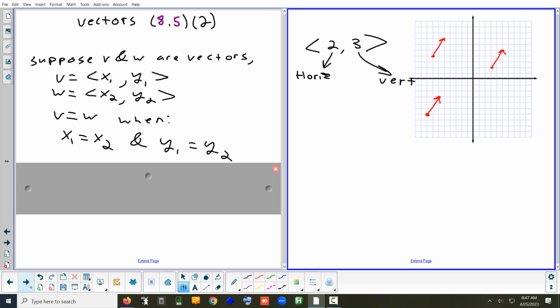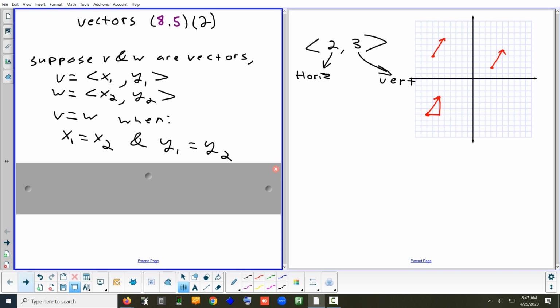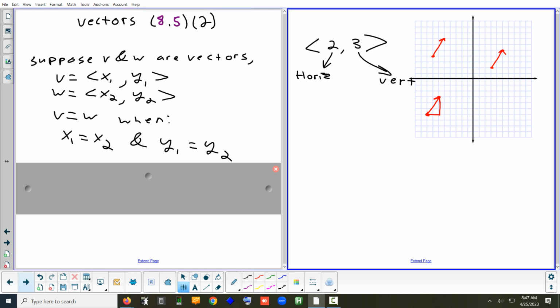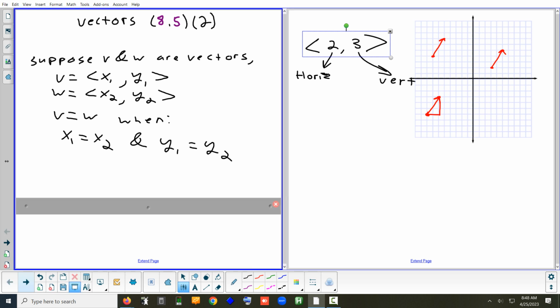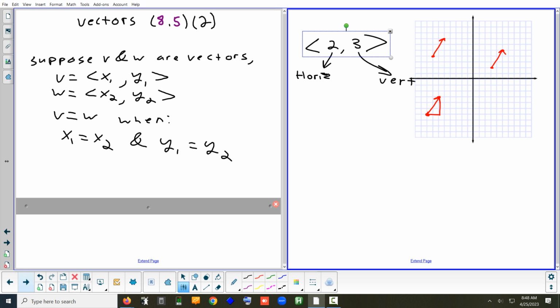So every one of these vectors goes 2 right and 3 up. They all have a horizontal component of 2 and a vertical component of 3. When those components match each other, they are the same vector. Okay, so I just want you to understand, placement doesn't matter. It's not where you put it. It's how many right and how many up. Or if these numbers were negative, it could be left and down. Okay, so any question on why every one of these vectors are equal to each other?